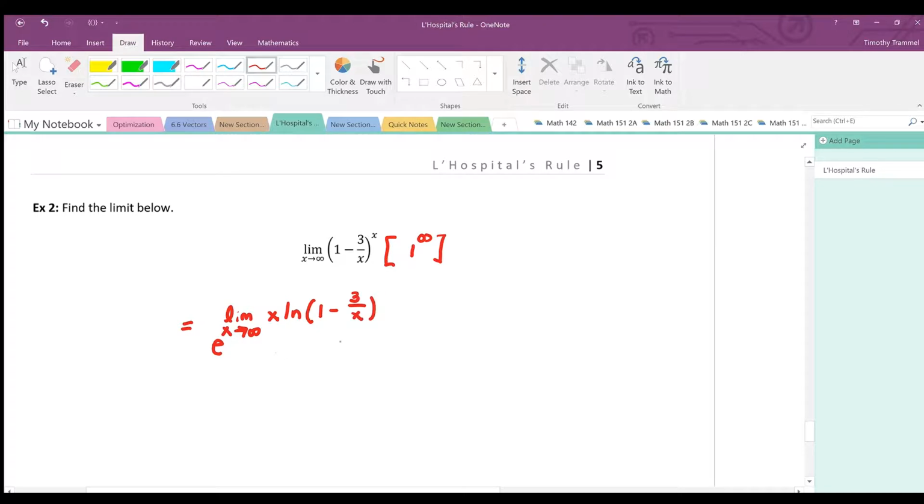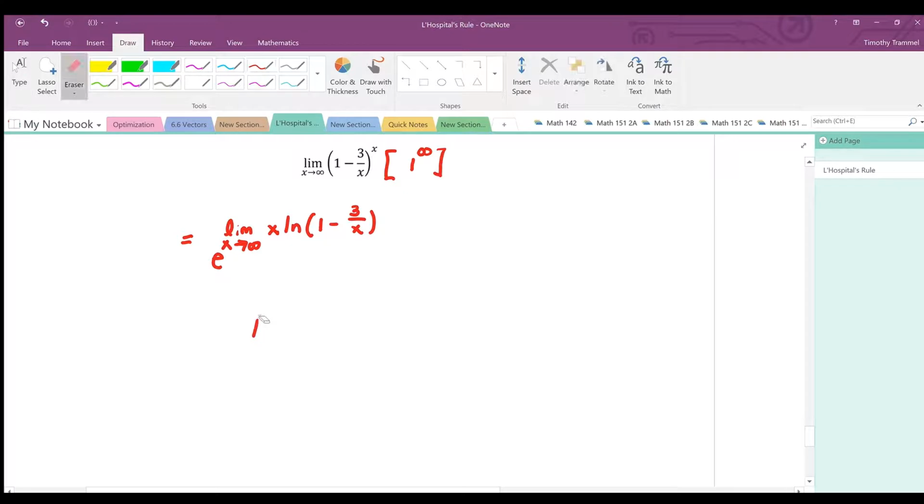And one thing that I like to do from here is, rather than continuing to write e over and over again, let's just do a little bit of side work down below. So we're going to start just looking at this limit as x approaches infinity of x natural log of 1 minus 3 over x. And let's think about what form this limit is.